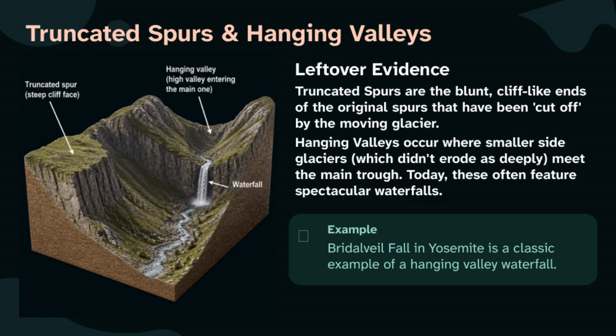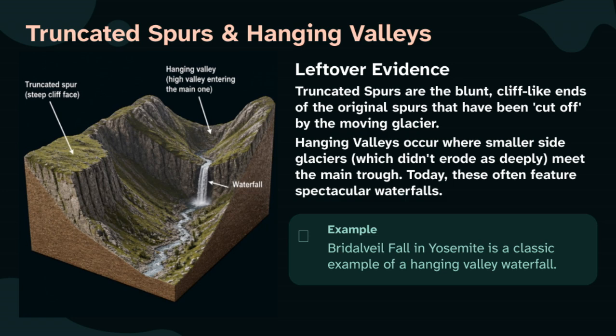The second feature is a hanging valley. A hanging valley forms where a smaller tributary glacier once joined a larger main glacier. The main glacier was deeper and more powerful, so it eroded its valley much more deeply. The smaller side glacier did not erode as far down. After the ice melted, the smaller valley was left hanging above the main U-shaped valley. Today, streams flowing through hanging valleys often fall suddenly into the main valley, creating waterfalls. The slide gives Bridal Veil Fall in Yosemite as a classic example. These features are useful because they show how different amounts of glacial erosion happened in different parts of the landscape.